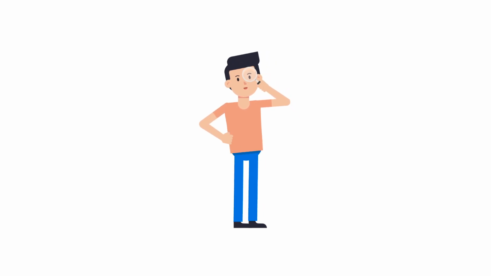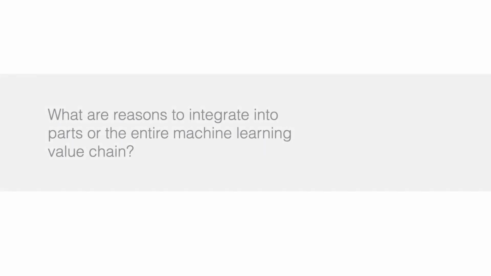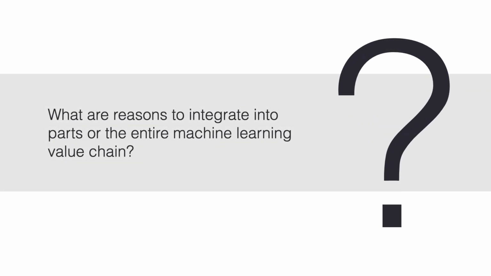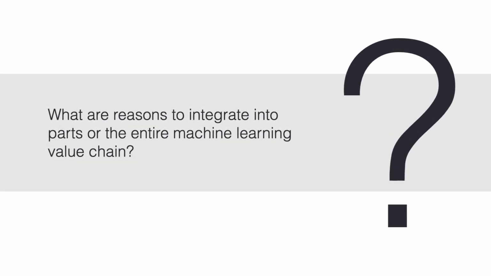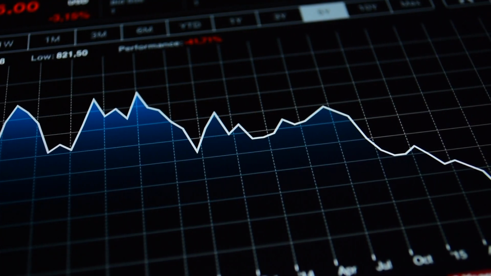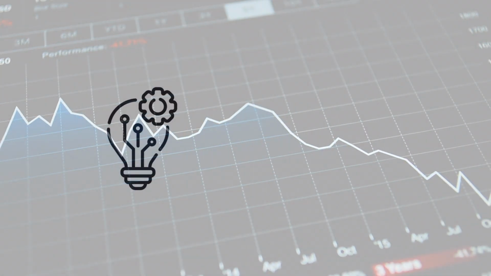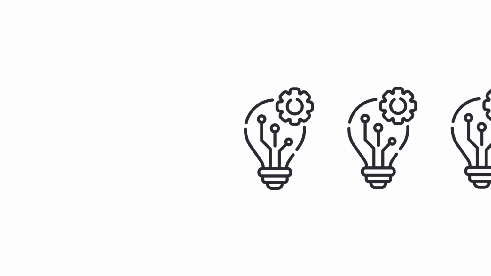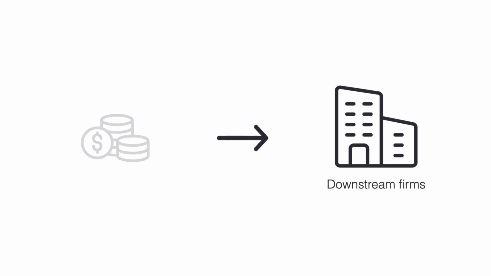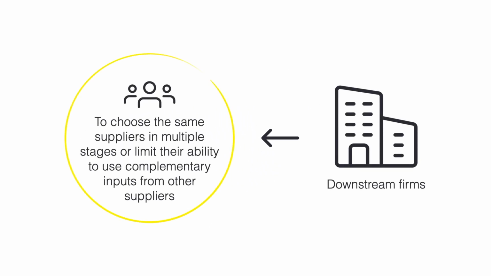On the flip side, what are reasons to do it yourself? What are reasons to integrate into parts or the entire machine learning value chain? Well, the first reason comes from unfavorable economics on the upstream market. There might be technological complementarities or market power that could create switching costs that force downstream firms to choose the same suppliers in multiple stages or limit their ability to use complementary inputs from other suppliers.